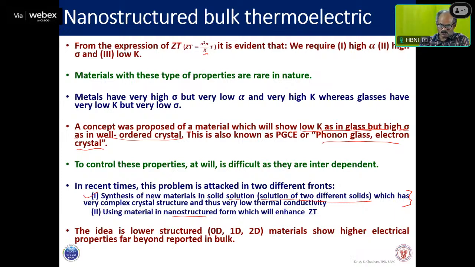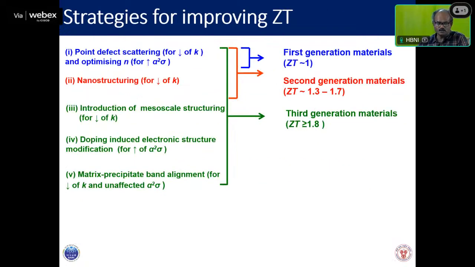The idea is lower-dimensional structures. What are lower-dimensional structures? 0D, 1D, or 2D materials. 0D materials are like quantum dots, which show higher electrical properties. These are actually beyond the bulk, as they are reported in the bulk. So to improve the ZT values, the following strategies are used.